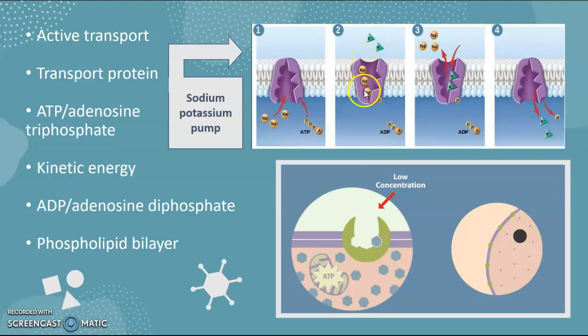Now that the transport protein is on the other side, open to the other side, it can help the potassium ion get through the phospholipid layer by releasing the phosphate that powered the channel, which reverts the protein back to how it started, and the potassium ions are on the other side now.